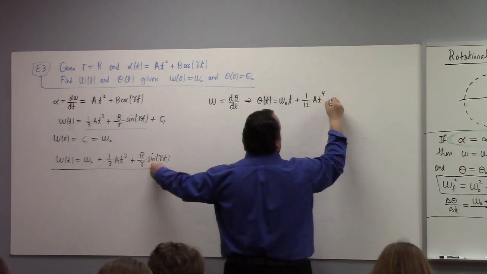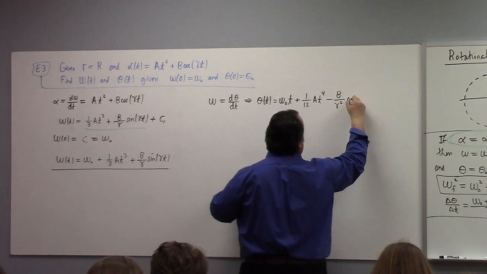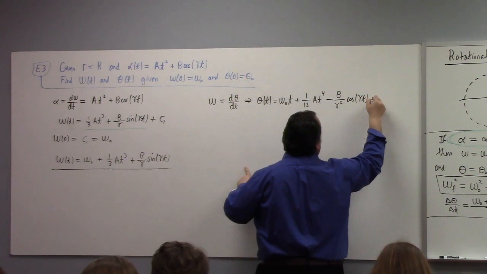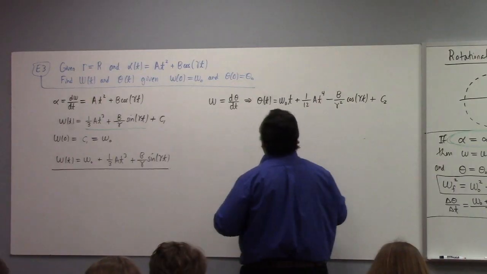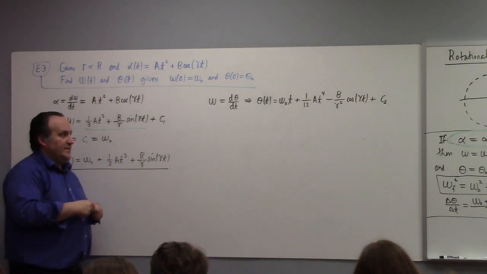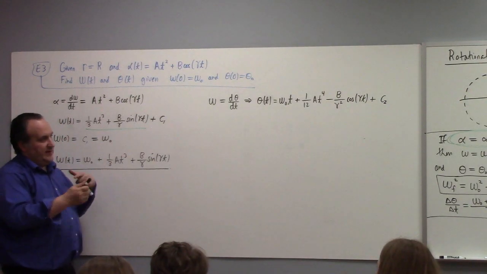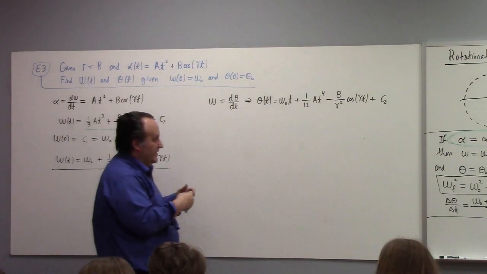And this guy, I get minus b over gamma squared cosine gamma t plus c2. Right? Now this time it's a little bit more exciting in some sense because the constant, we actually need to really think through it a little bit better.